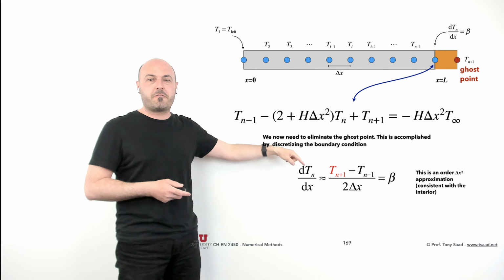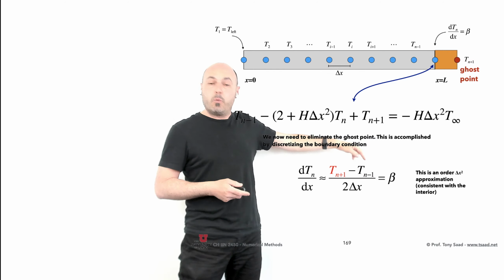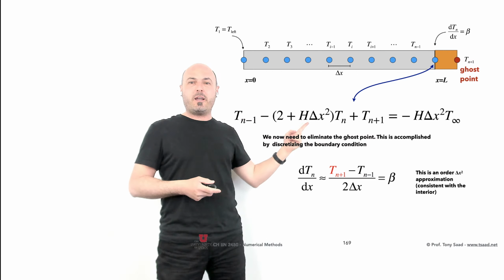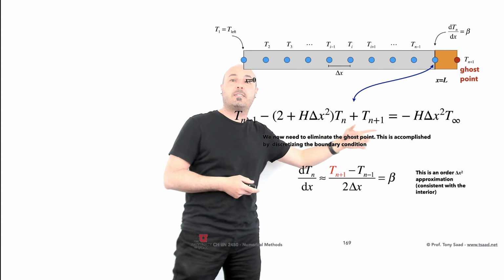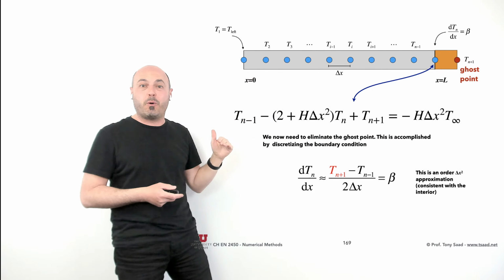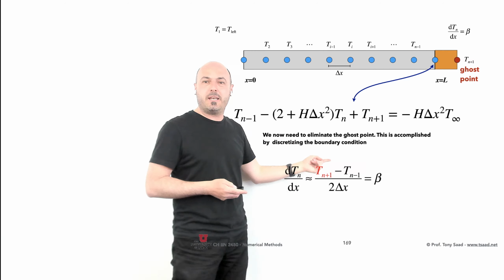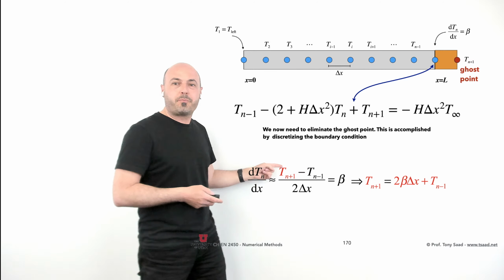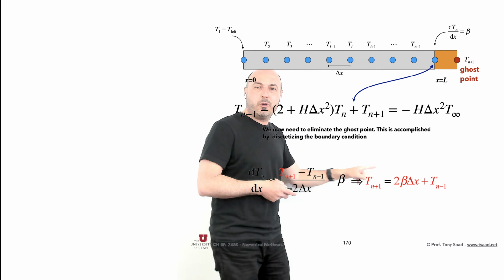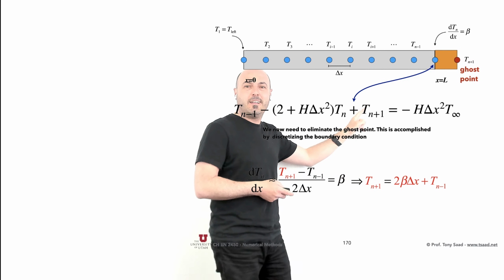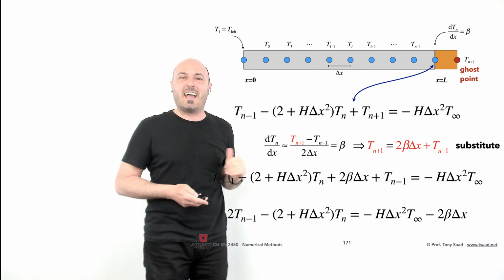Now see what happens. Now we have a formula relating Tn plus 1 to one of the points we are concerned with. We still don't know Tn minus 1, but we have an equation for it over here. So we do have in the system of equations, Tn minus 1 is part of the solution. Tn plus 1 is not, but that's how we eliminate it. So you simply solve for Tn plus 1 and say Tn plus 1 is 2 beta delta x plus Tn minus 1. And now you can take this Tn plus 1 and plug it up here. And then you have an equation that is not dependent on Tn plus 1 anymore.